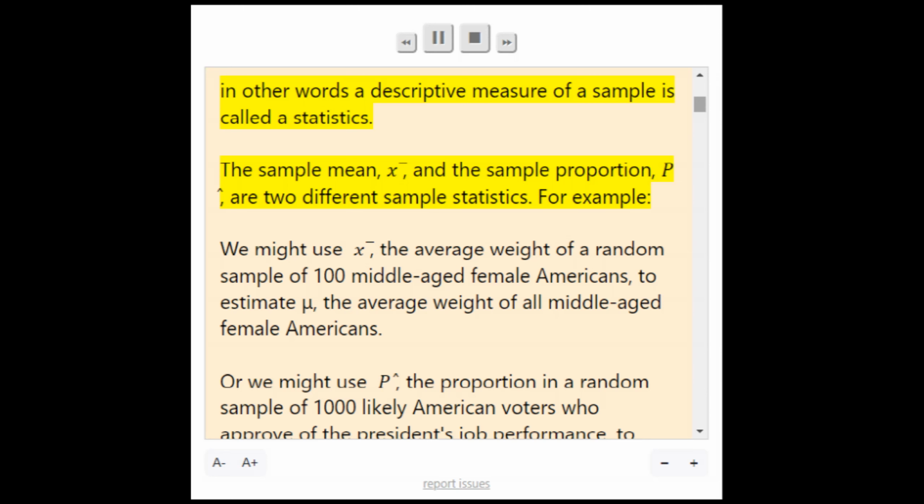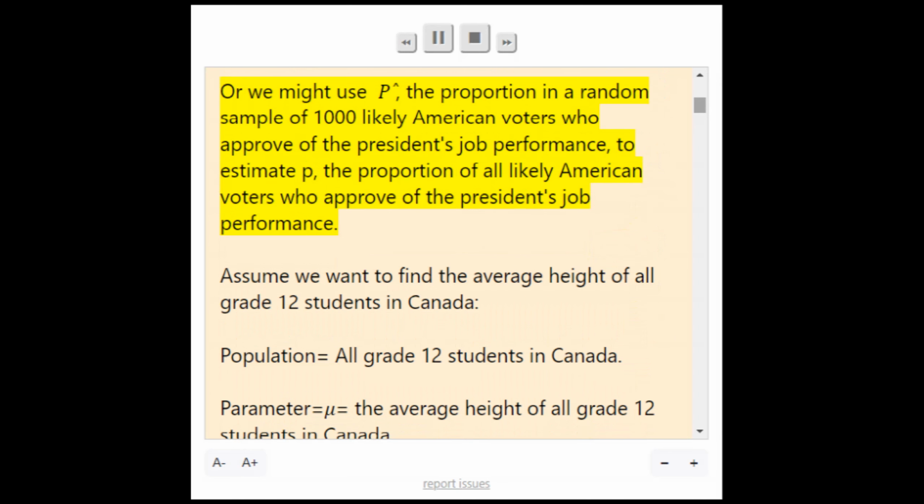The sample mean and the sample proportion are two different sample statistics. For example, we might use the average weight of a random sample of 100 middle-aged female Americans to estimate mu, the average weight of all middle-aged female Americans. Or we might use the proportion in a random sample of 1,000 likely American voters who approve of the president's job performance to estimate p, the proportion of all likely American voters who approve of the president's job performance.